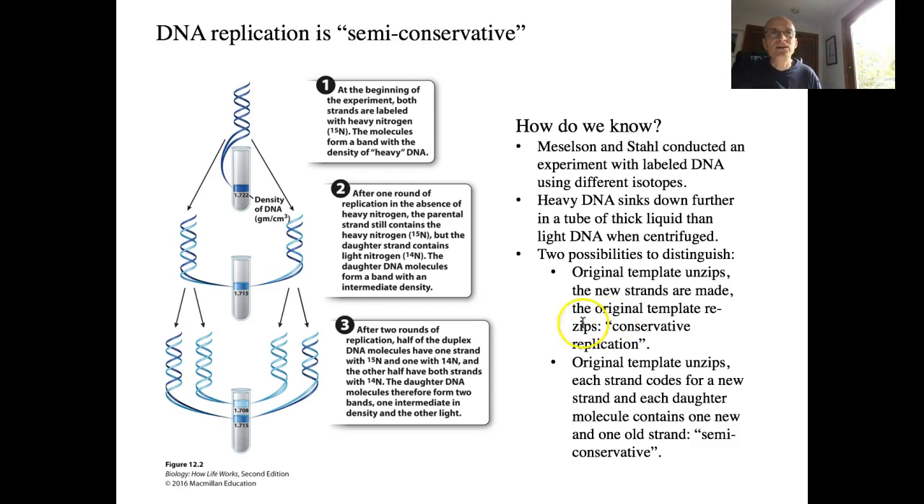But that's not what happened, right? You see that this occurred. It didn't happen like this particular hypothesis. The other hypothesis is what was shown to be true. And so in that hypothesis, they suggested that the original template unzips, each strand codes for a new strand, and each daughter molecule contains one new and one old strand. And that's what you see here, right? One new, one old strand. That is called semi-conservative replication. So if the question is, well, does DNA get replicated conservatively or semi-conservatively? The answer is semi-conservatively, because one strand is the old strand and the other strand is the new strand.